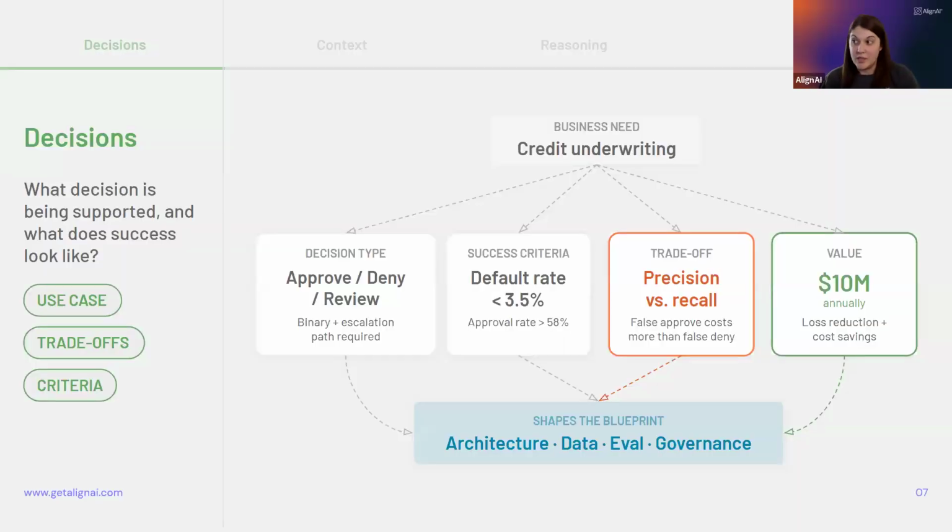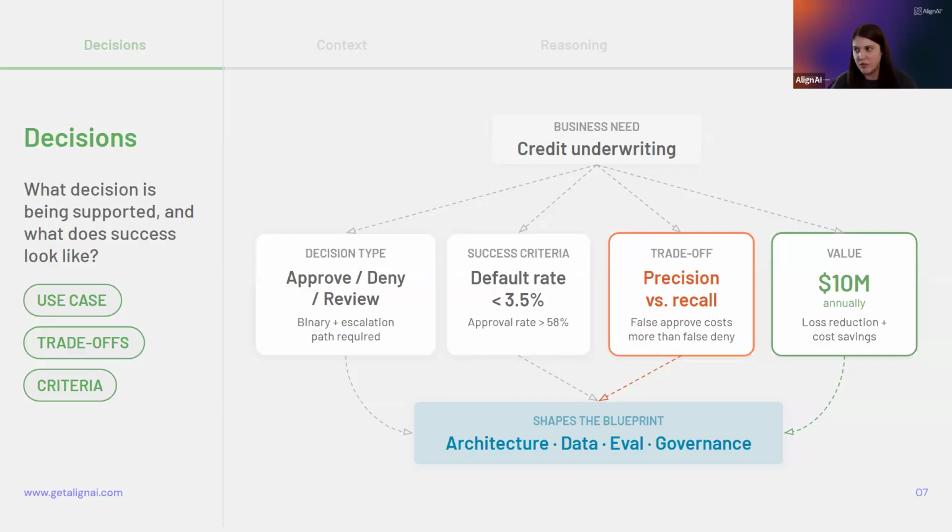And then we get into the decisions themselves, right? Again, the very simplistic example I'm giving you here: the decision type is we approve, we deny, we review. So it's pretty straightforward. We have success criteria, and we have some trade-offs associated with the errors in our system.